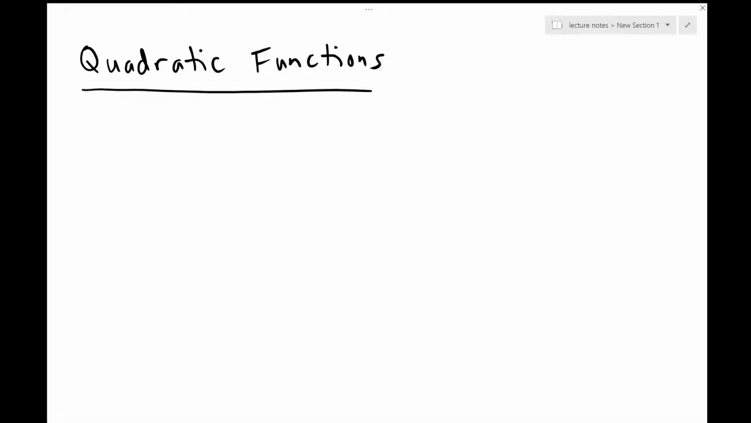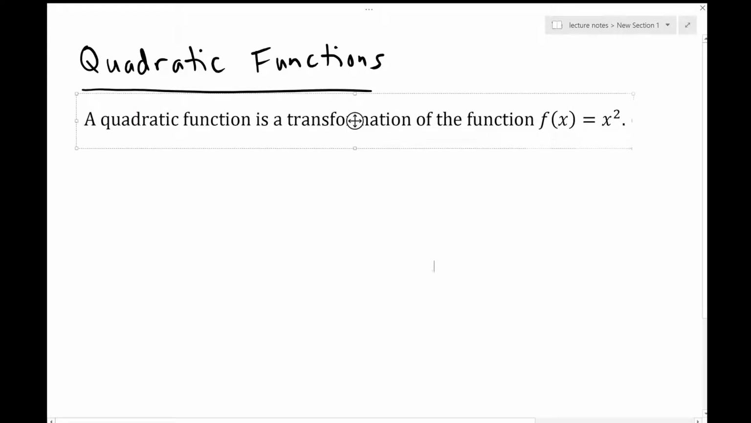Welcome. In this video we'll be talking about quadratic functions. So first of all, to understand what a quadratic function is, we simply need to realize that what we're talking about here is simply any function that is a transformation of the function f of x equals x squared. So this is our definition for quadratic functions.